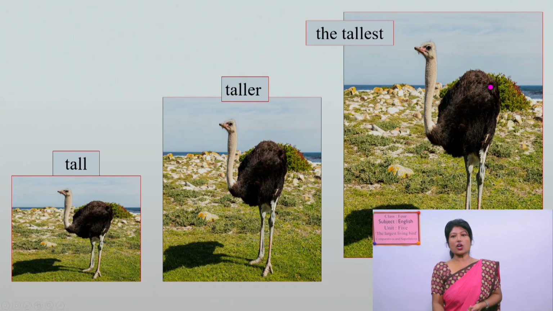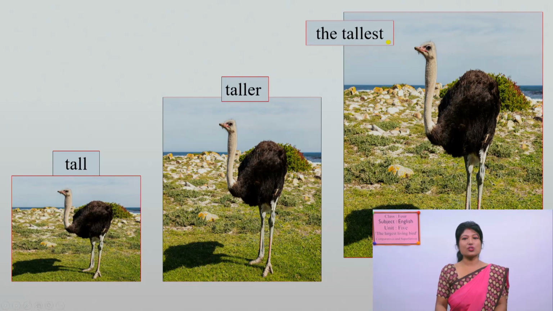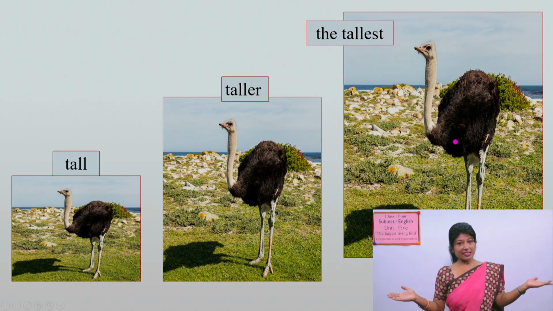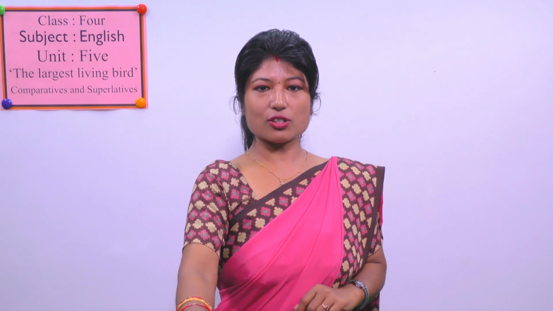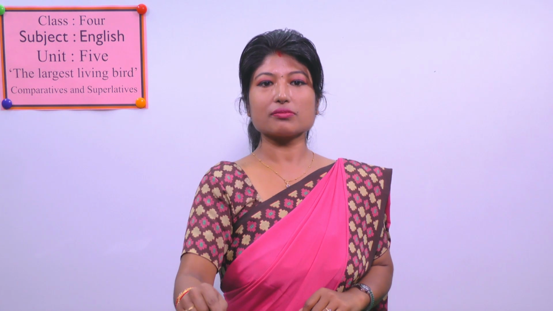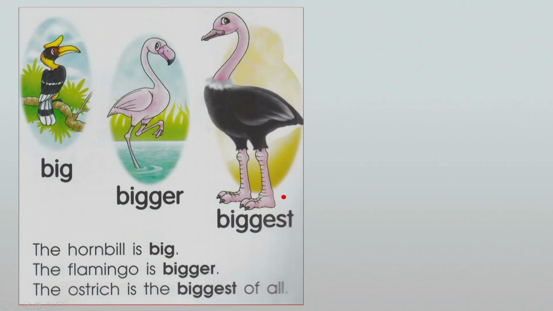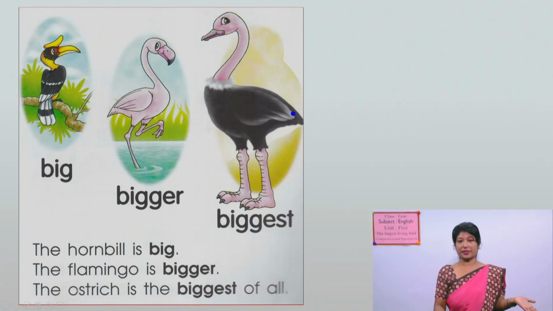The superlative form of tall is tallest, and we always use the before the superlative form. That's why I have added the over here, the tallest. Do you get that? I hope you got it right. Now let's go to another example. What do you see here? Three different birds.